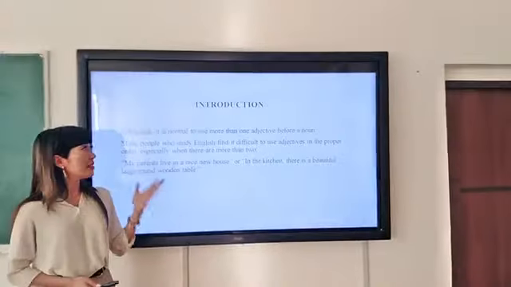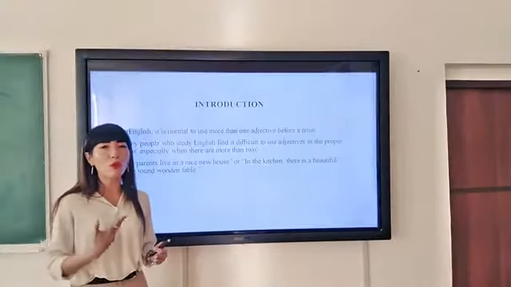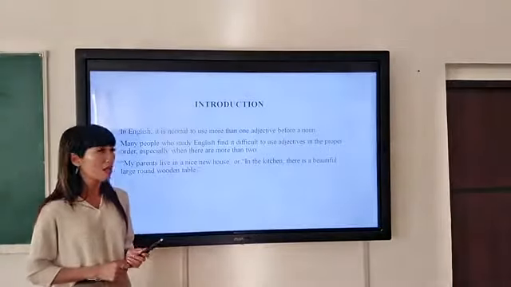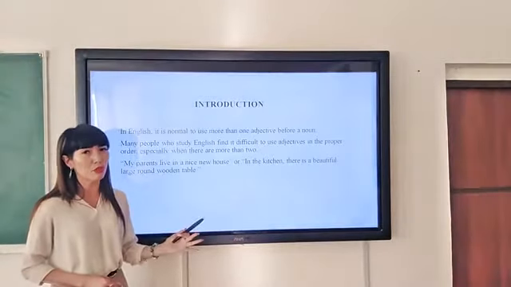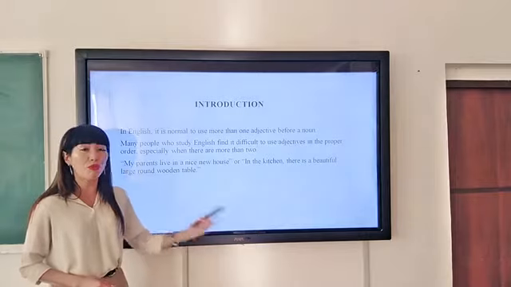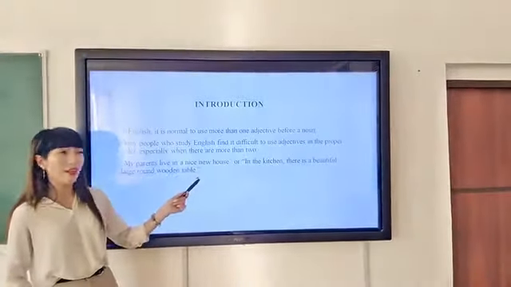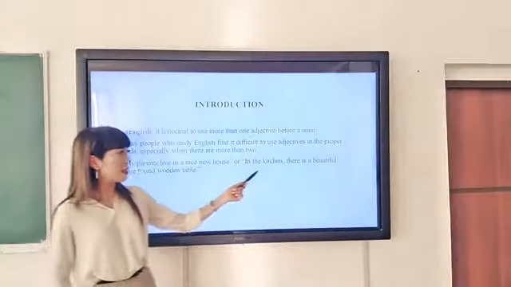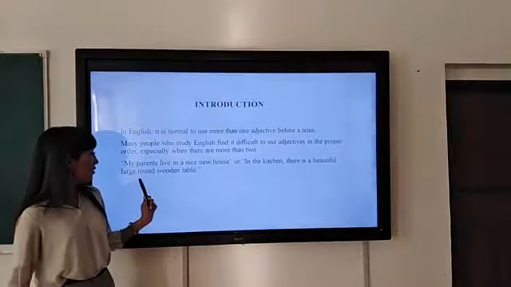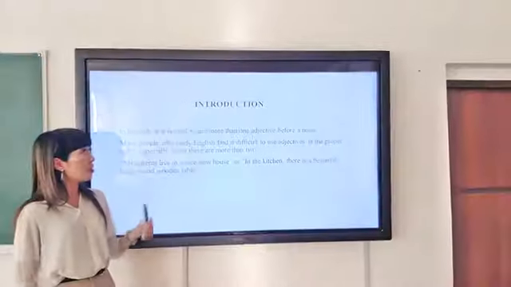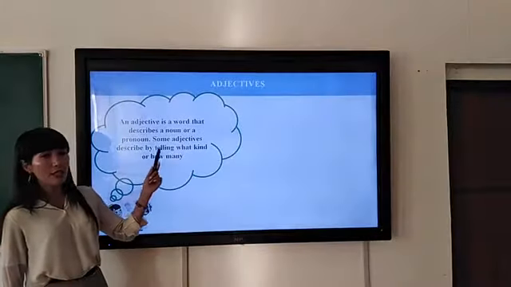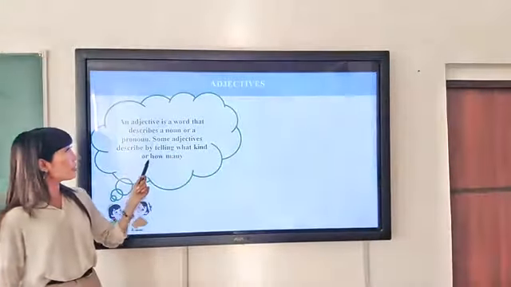So, you know that in English it's normal to use one or more adjectives in one sentence, but sometimes people find it difficult to use 3 or 4 adjectives in one sentence. So, for example, my parents live in a nice new house, or in the kitchen there is a beautiful large round wooden table. So, you can see that I will explain about adjectives here.